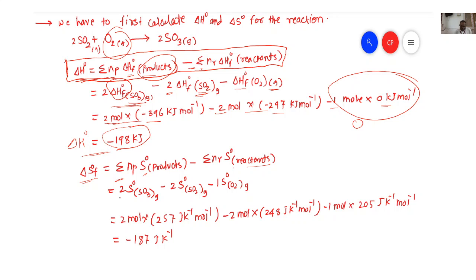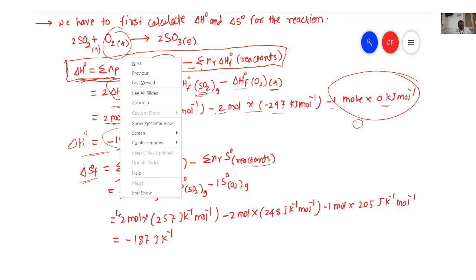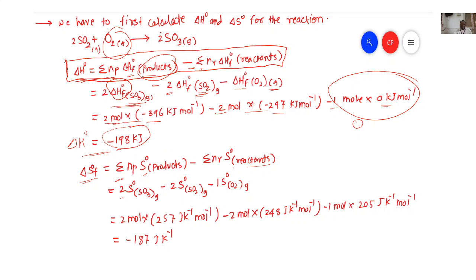Now, the number of moles of product we have seen in this reaction is 2. Therefore, 2 into S0 of SO3 gas, this is the product molecule, right? Minus, this is for the reactant molecules, 2 into S0 of SO2 gas minus 1 into S0 of O2 gas. These are the reactant molecules.